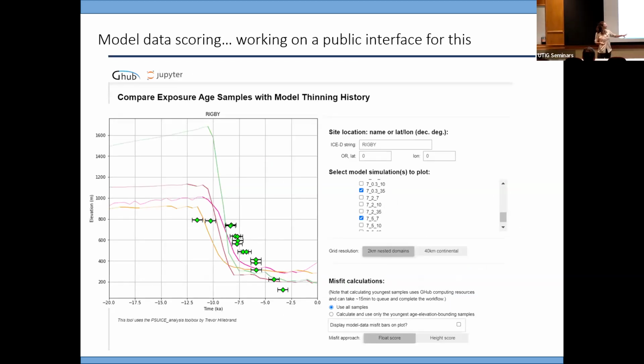So part of this work is to create a public model data comparison toolkit. Here, anyone who's got an exposure age site they're interested in can type it in, choose what model simulations to plot, and figure out which one best matches their site. I'm excited about this because it means researchers can say, I've measured this thinning, what's happening spatially? And you can grab a model simulation and look at what process is even causing this thinning that you're seeing in your data.